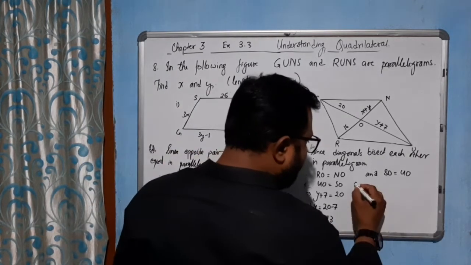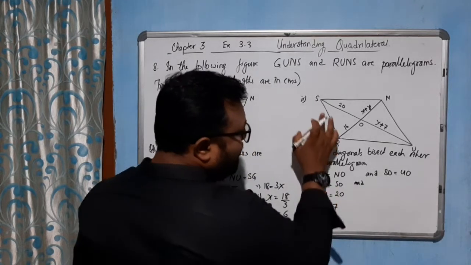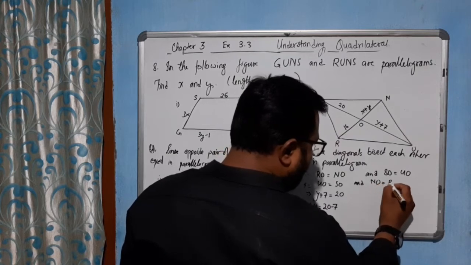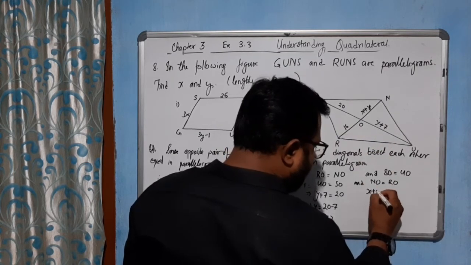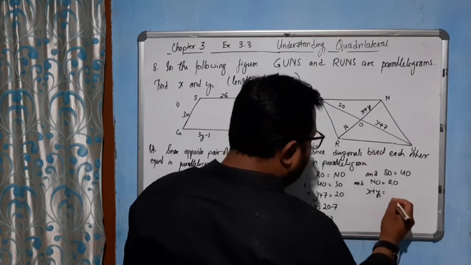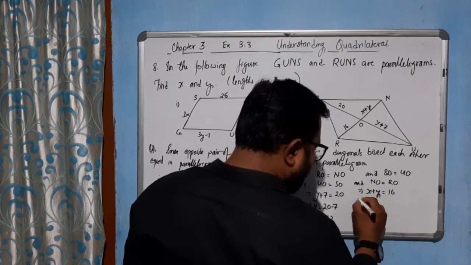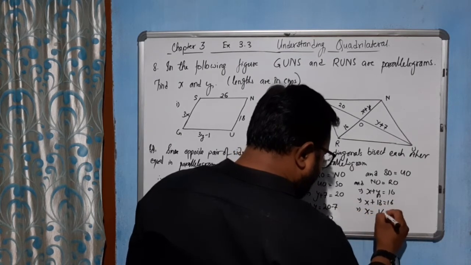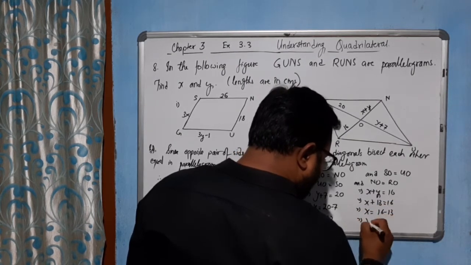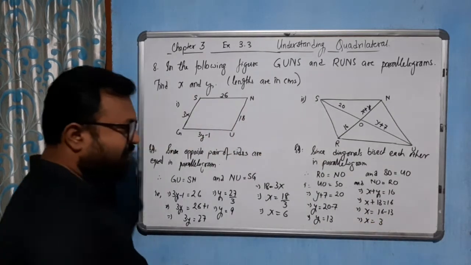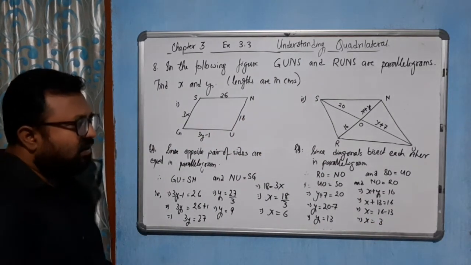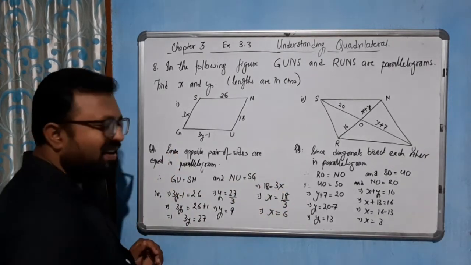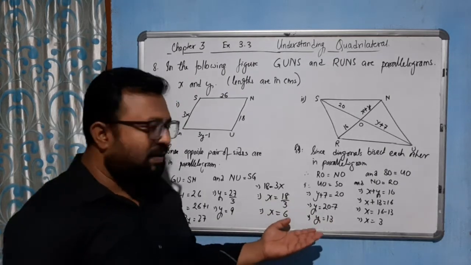Now RO equal to NO. So we will write NO equal to RO. NO is how much? x plus y equal to RO, which is how much? 16. So x plus 13 equal to 16. So x equal to what? 16 minus 13, then x equal to 3. Okay, so it looks a little bit clumsy because I have a small board here right now, so please cooperate with me.